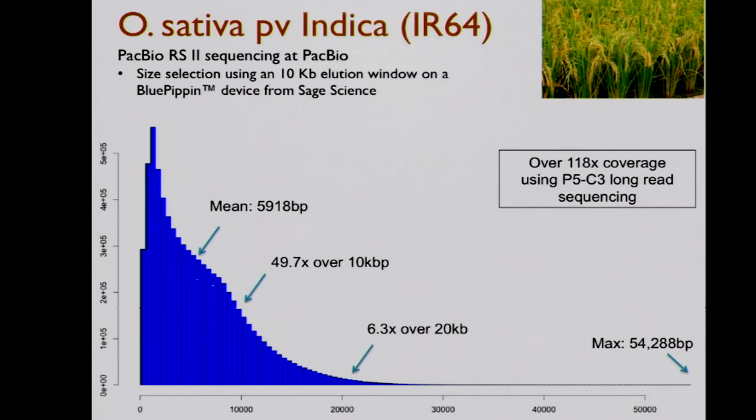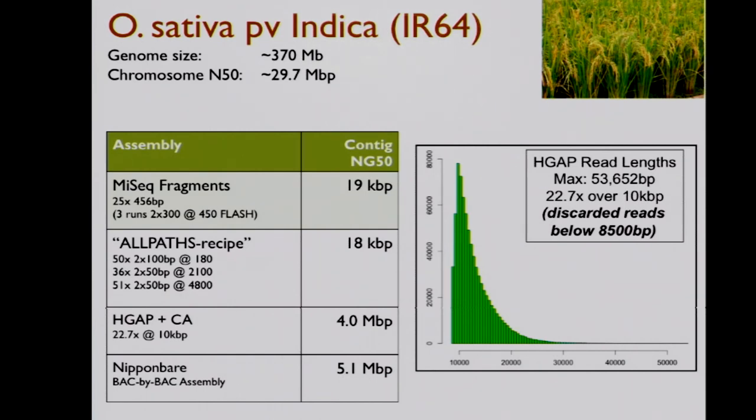Okay, so going back to that distribution. We had about 50x coverage of reads over 10 kb, about 6x coverage over 20 kb. Again, the max was about 54,000 base pairs. That's before error correction. After error correction, ironically, we threw away all the reads that were really short, and by really short, I mean we threw away all the reads that were below 8,500 base pairs. It's kind of remarkable that half of my contigs from the ALLPATHS assembly were not even that long, but we're going to throw them away.